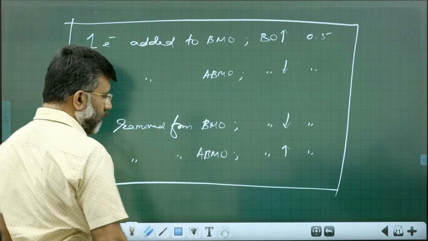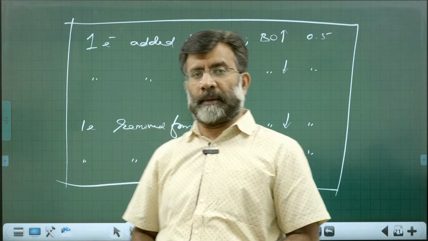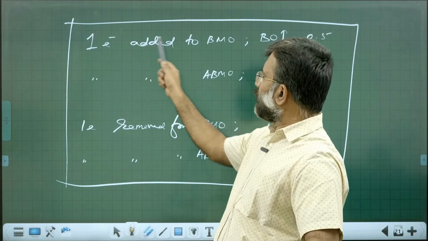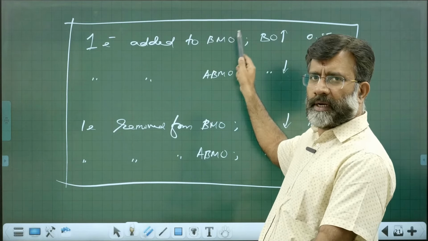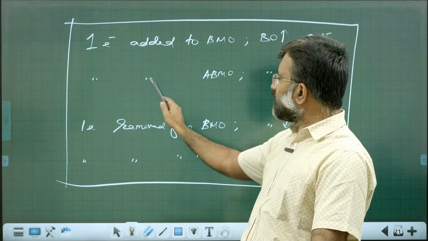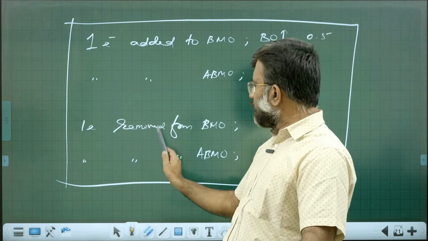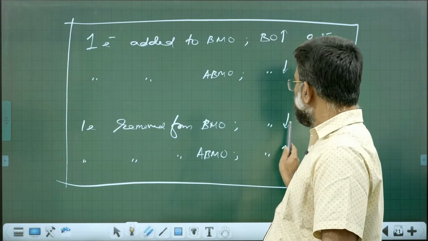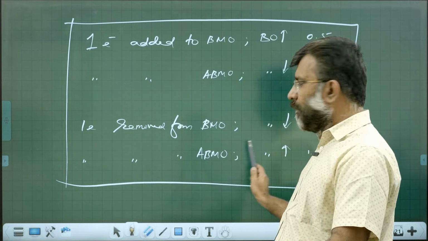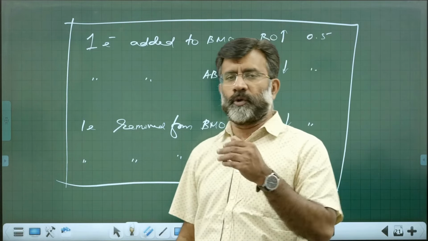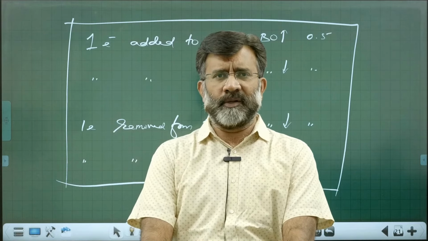Without working out the bond order, you can confirm what change in bond order is going to happen. Figure out whether the electron is added or removed. If it is added to a bonding molecular orbital, bond order will increase. If it is added to an anti-bonding molecular orbital, bond order will decrease. If the electron is removed from a bonding molecular orbital, bond order will decrease. If the electron is removed from an anti-bonding molecular orbital, bond order will increase. That also you can keep in mind. A very, very important area from the chapter.